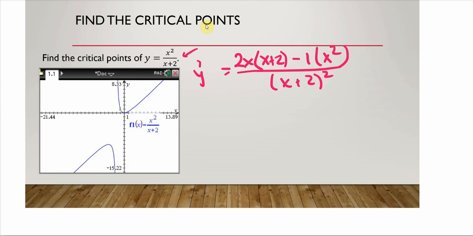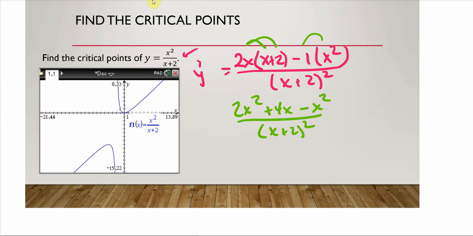So now I'm going to simplify the top. I'm going to distribute here, and I'm going to distribute here. So I'm going to end up with 2x squared plus 4x minus x squared over x plus 2 squared. Now, the great part is I know that this function has an asymptote at x equals -2, so I'm not going to worry about the denominator. If I simplify the top, I'm going to end up with x squared plus 4x over x plus 2 squared, and I'm going to set that equal to 0.